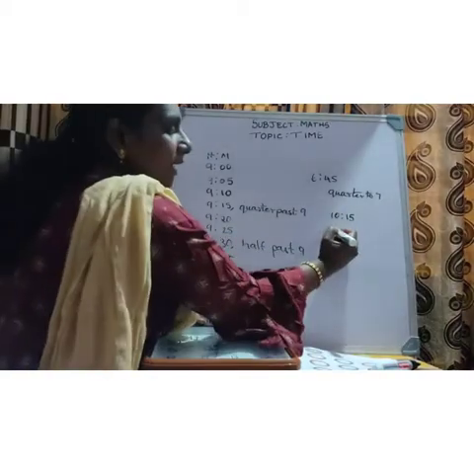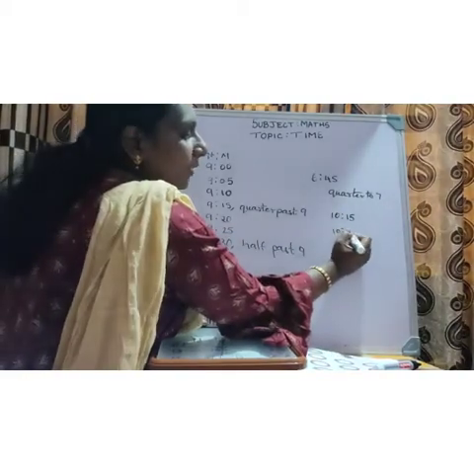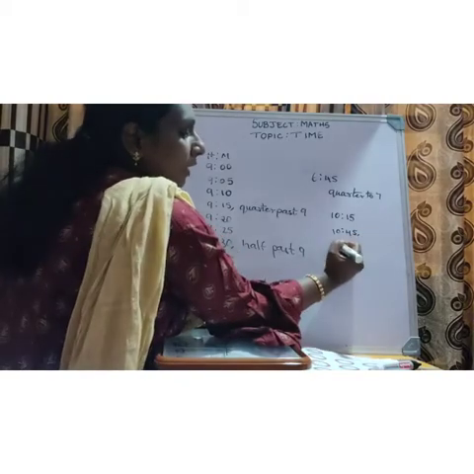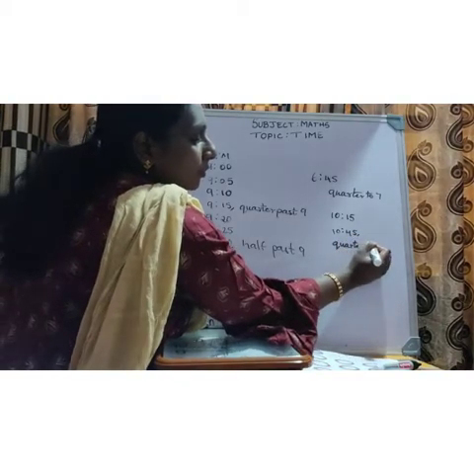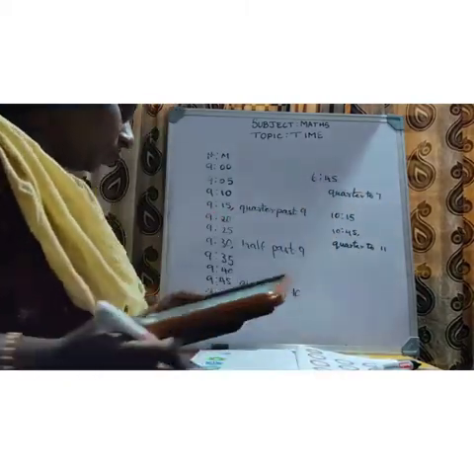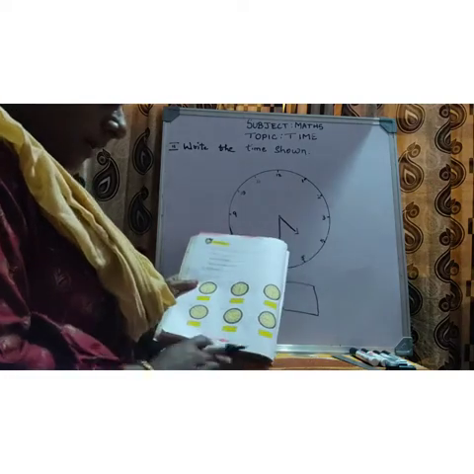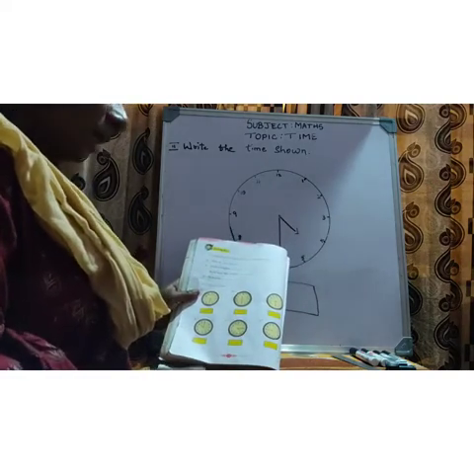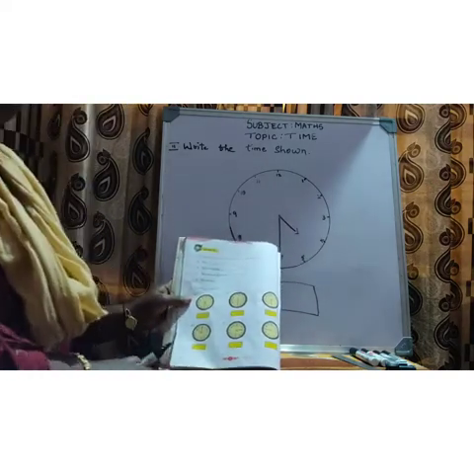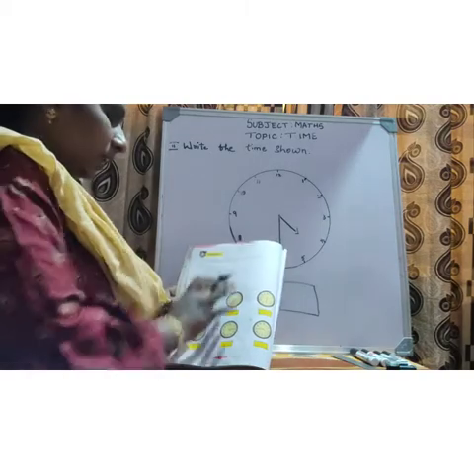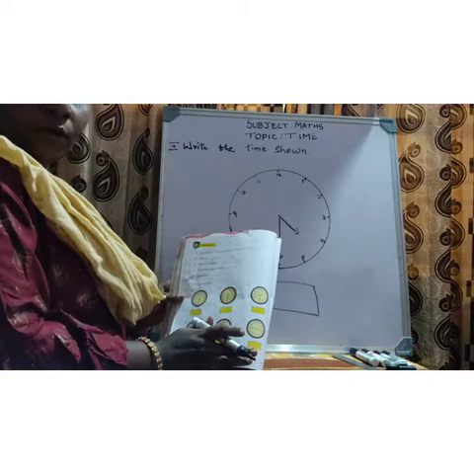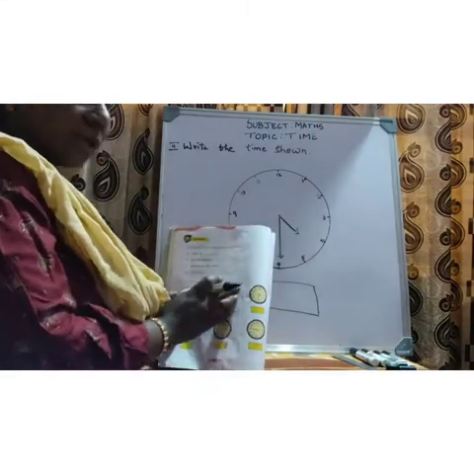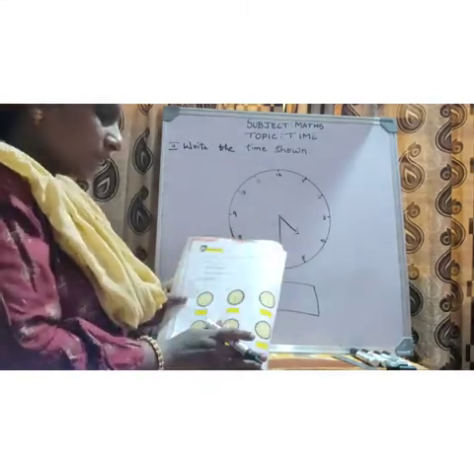You can just tell it as 10:45, or what can you tell? Quarter to what? 11. Okay? Understood, children? Children, page number 108, first main, you can do it as homework. So the heading is: try to look at the clock and write down the time. So you read this and you can do it as homework.